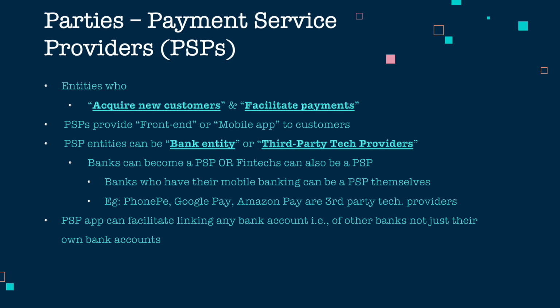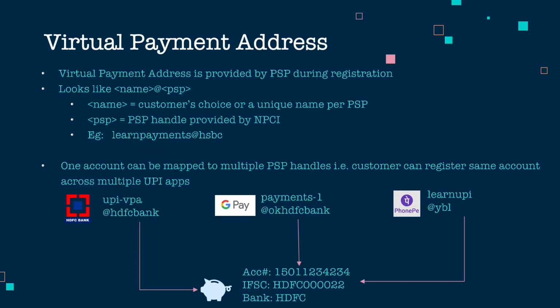Or there could be third-party application providers or the fintech companies, like we all know, like PhonePe, Google Pay, Amazon Pay. So these all entities register as third-party providers, and they also become PSP and work with the banks, because the PSP can't operate themselves. They have to work with the bank or NPCI to ensure that UPI transactions flow.